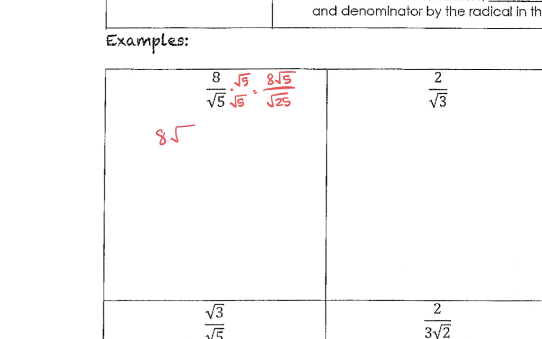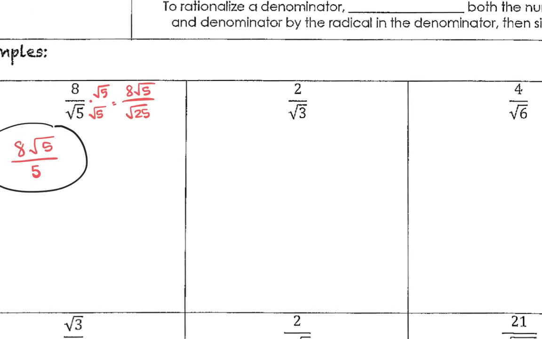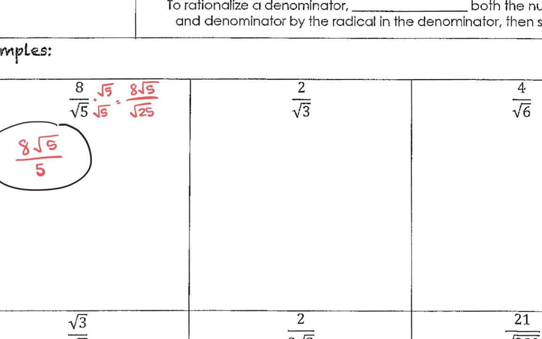8 radical 5 cannot simplify. However, the square root of 25 is 5, so our denominator can simplify. And that's going to be your final answer for number 1. For number 2, again, we'll do the same thing.